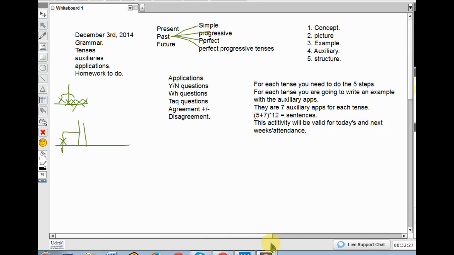There is going to be no class next Wednesday. Okay? Neither next Monday. Well, next Monday is a holiday because it's December the 8th. Next is going to be December the 10th, Wednesday, and that class is going to be for you to continue finishing this activity. Okay? And as I said, this is going to be valid for two participation classes, for last week and, well, for this week and for next week.